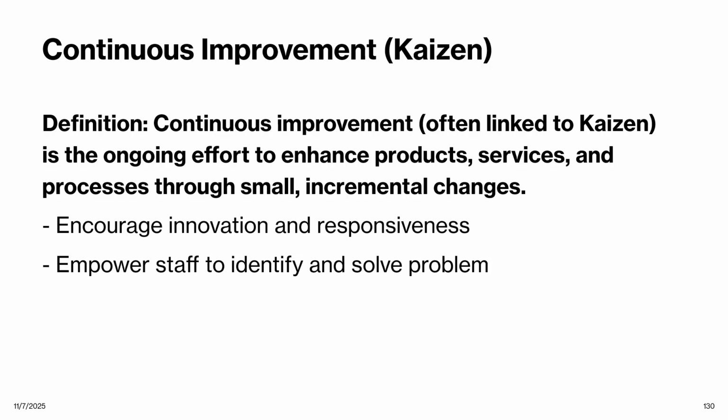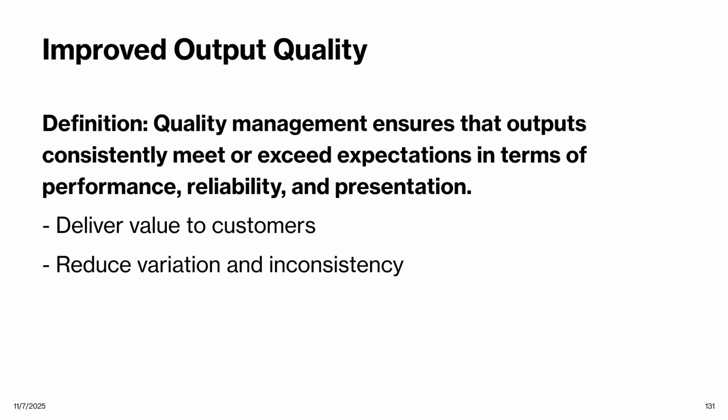Now, continuous improvement, which is Kaizen, which I addressed previously in the video. So continuous improvement, often linked to Kaizen, is the ongoing effort to enhance products, services and processes through small incremental changes. This encourages innovation and responsiveness, and it empowers staff to identify and solve problems themselves. Then improved output quality. So quality management ensures that output consistently meets or exceeds expectations in terms of performance, reliability and presentation. This delivers value to customers and reduces variation in consistency.